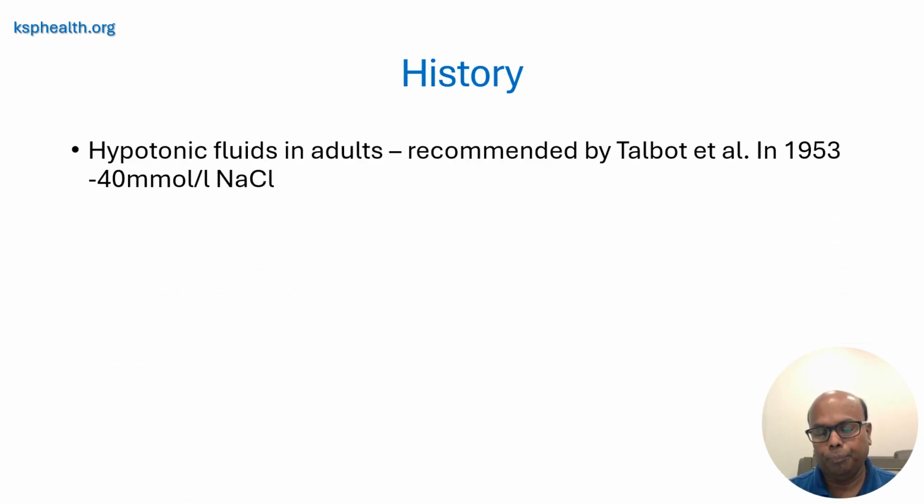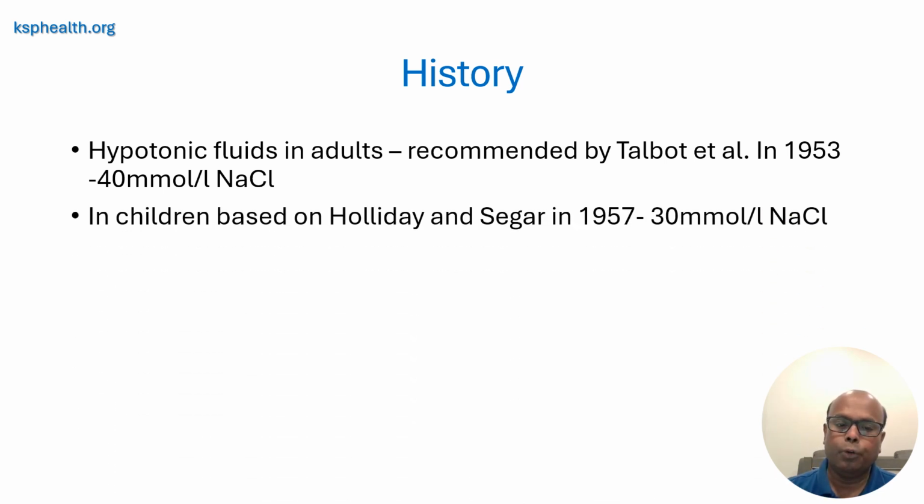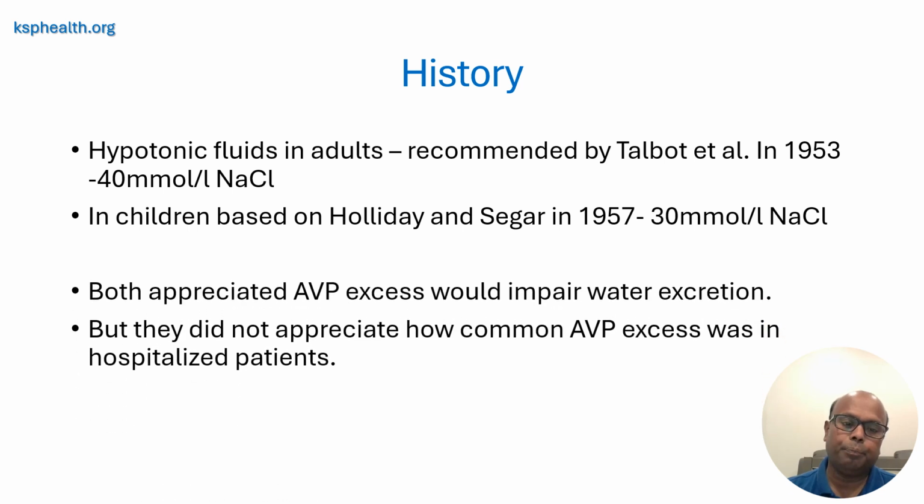Let's look at the history. In 1953, hypotonic fluids were recommended by Talbot et al. They recommended 40 milliequivalents per liter. Four years later, Holliday and Segar recommended 30 milliequivalents per liter in children. Most of them appreciated that arginine vasopressin excess would impair water excretion, but they did not appreciate how common arginine vasopressin excess is in hospitalized patients.